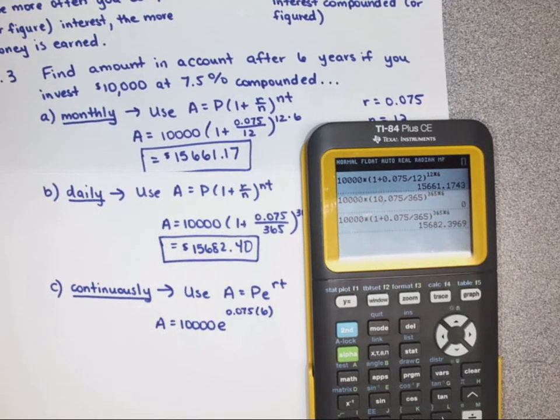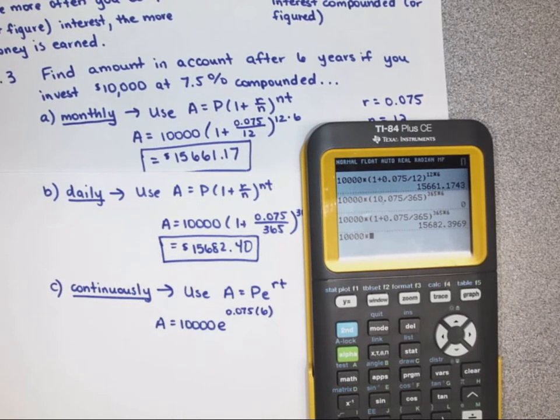So your E button, if you have a TI calculator, is on the left-hand column. So you just need to find that E button. So we'll do 10,000 times, and then we'll go E to the power of, and then we're going to tell it we want 0.075 power times 6.